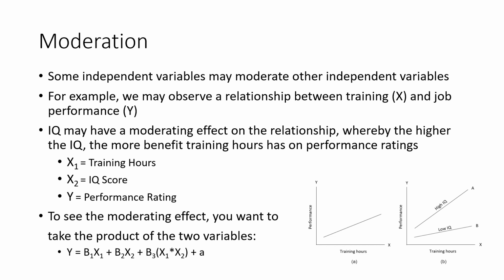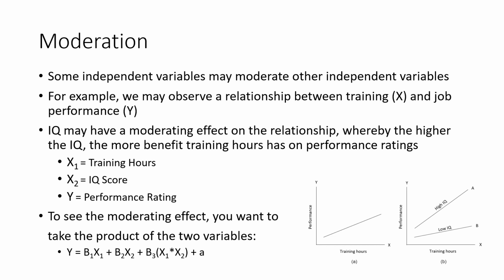And what this means is that you have to look at different levels of that third variable, right? So you can have high IQ versus low IQ. High IQ we could define as 1 standard deviation above the mean, and low IQ could be defined as 1 standard deviation below the mean. And what you can see in the second figure, in figure B, is what the relationship between training hours and performance looks like when levels of IQ are high and what it looks like when levels of IQ are low. So you can see that this relationship between training hours and performance depends on the levels of that third variable, IQ.